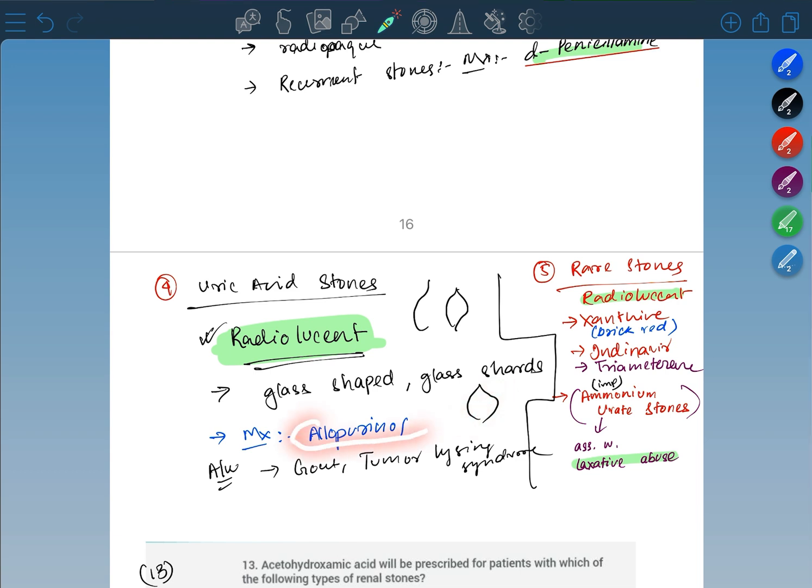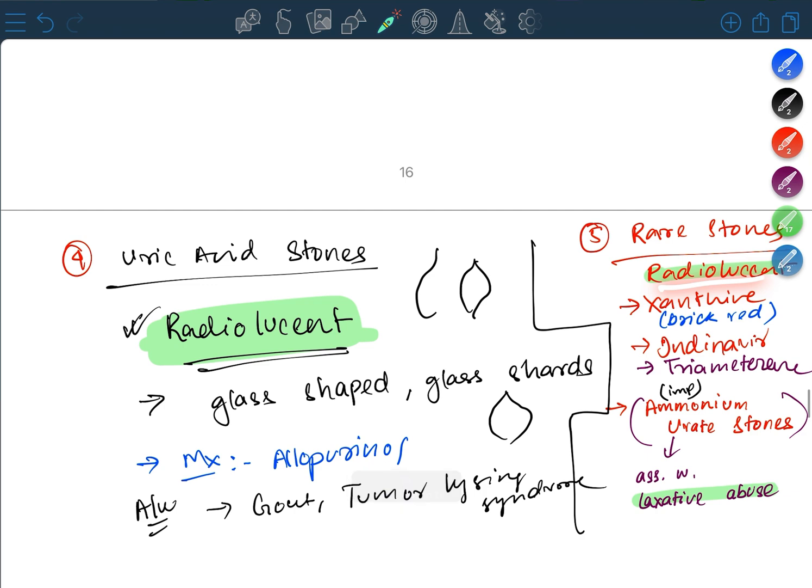Medicine given is allopurinol. If it is recurrent, allopurinol is given. This is associated with gout and tumor lysis syndrome. Uric acid is increased in these. And these are some rare stones, but they are important. Questions come from this. Radiolucent.